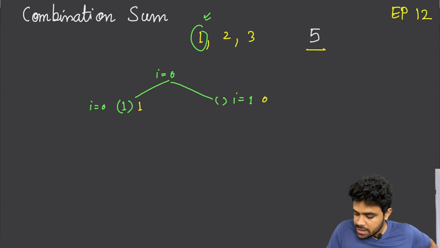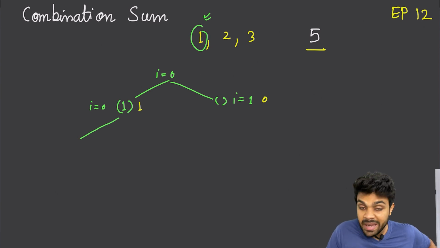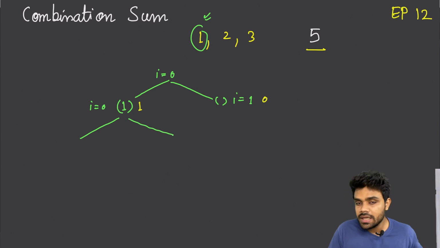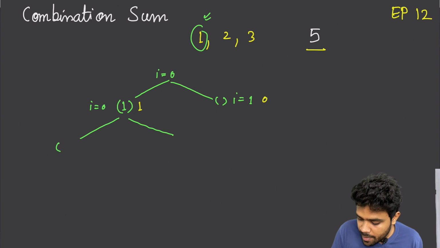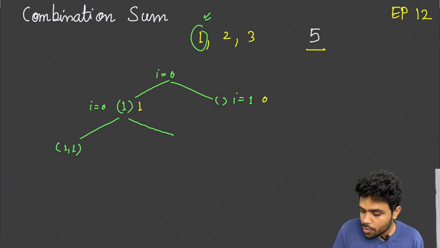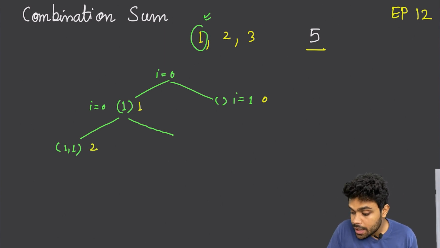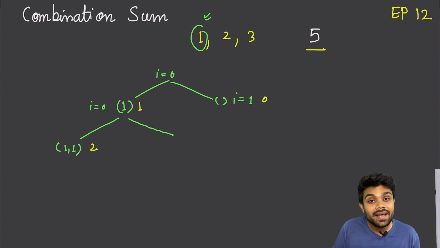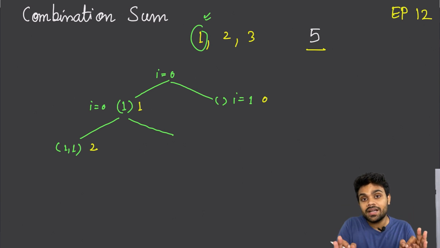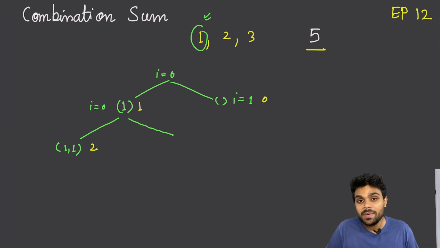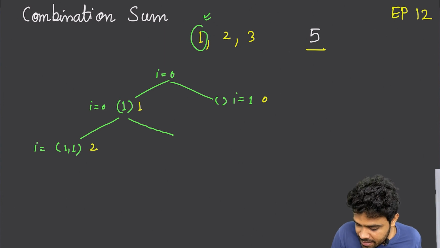Now again, for this I have two options. One option is to pick one, other option is to ignore one. So let us say we are picking one. So when we are picking one, our subset will be 1 comma 1. Our summation will be 2, and I will be equal to 0 again, because we picked up 1, and because we picked up 1, we might pick it up in future as well. That's why I'm keeping the I same.